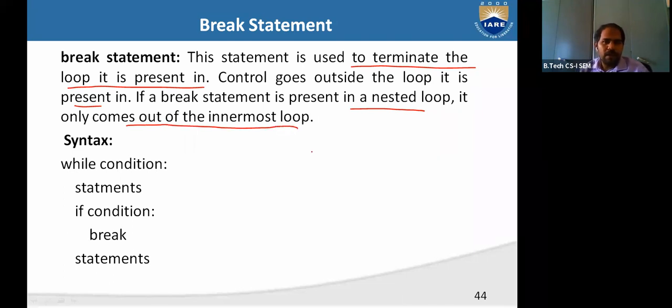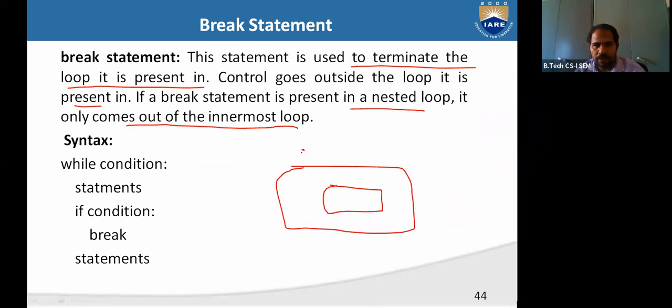So this is very important. It comes out of the innermost. If a break statement is used in a nested loop, what happened here? It comes from the inner loop to the outer loop. Example now, this one. This is two loops. A for loop contains a nested for loop. This is a for loop. This for loop contains another for loop. What happened? This inner loop fails. The control comes to the outer loop. It only comes out of the innermost loop.